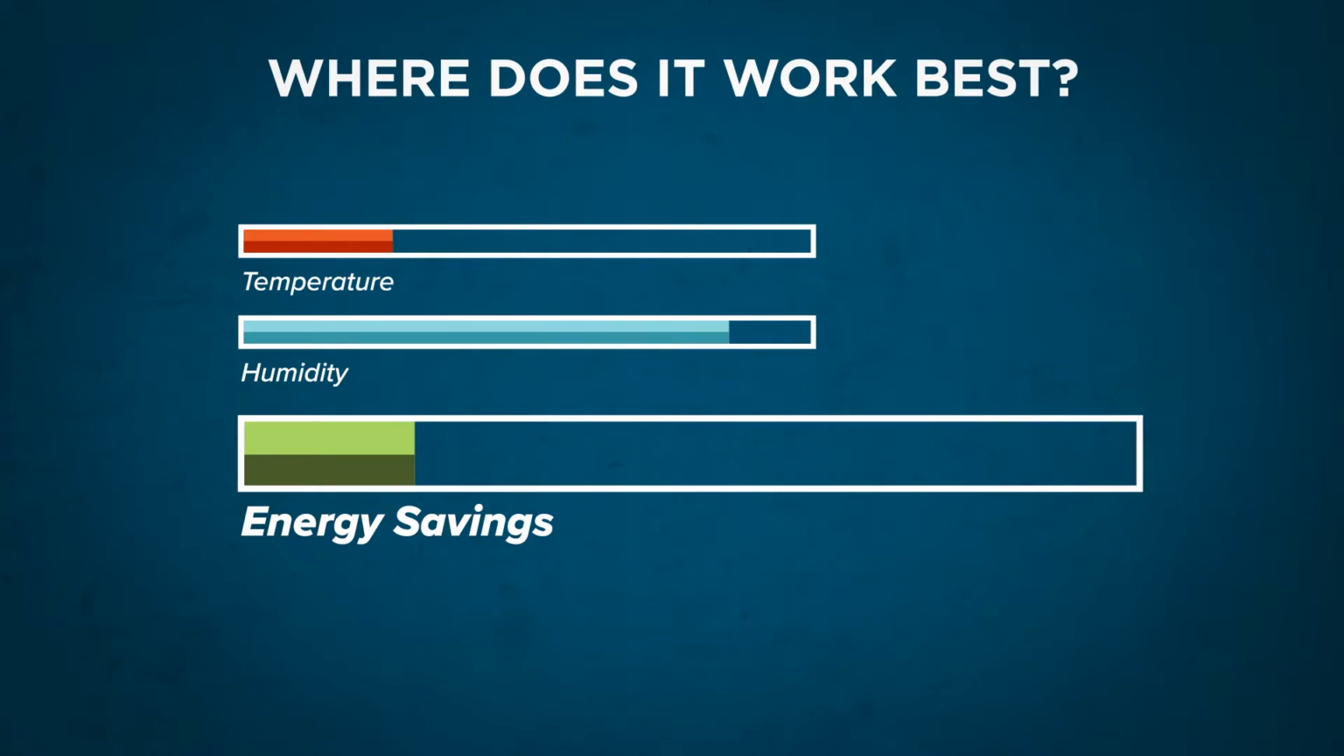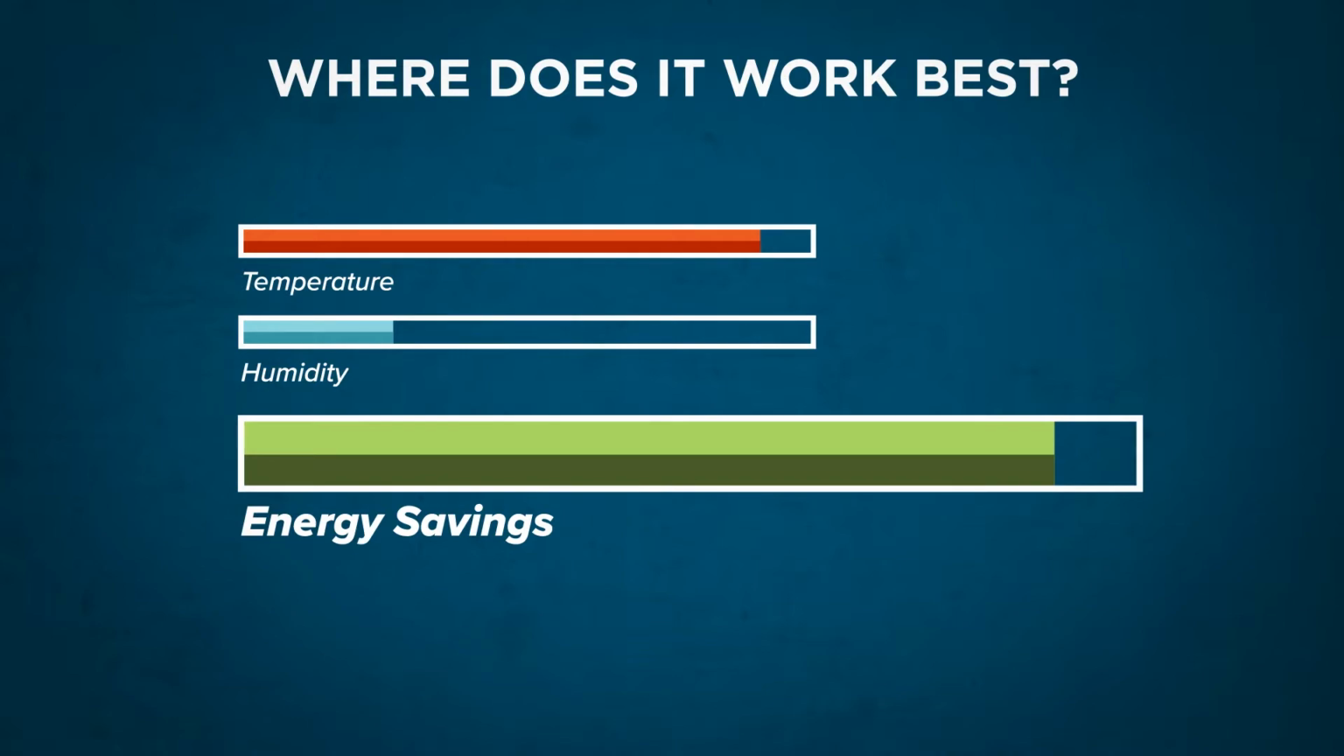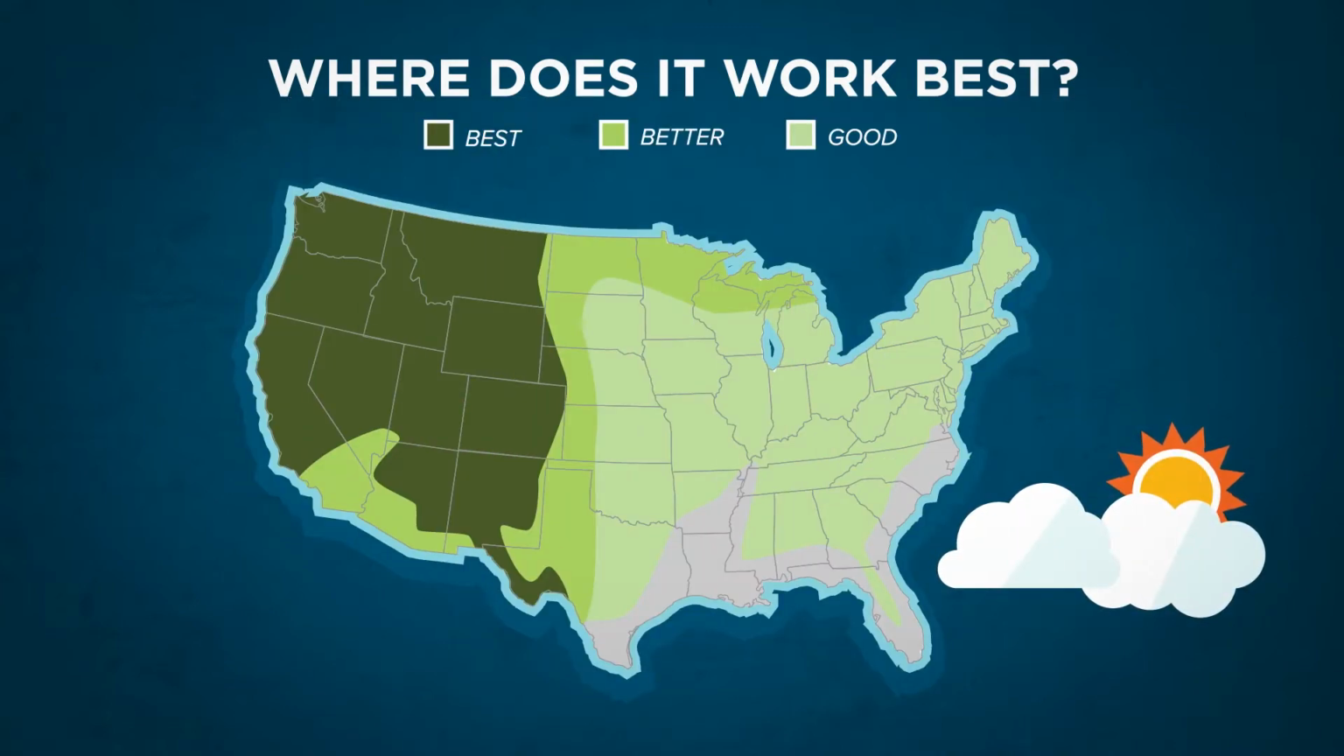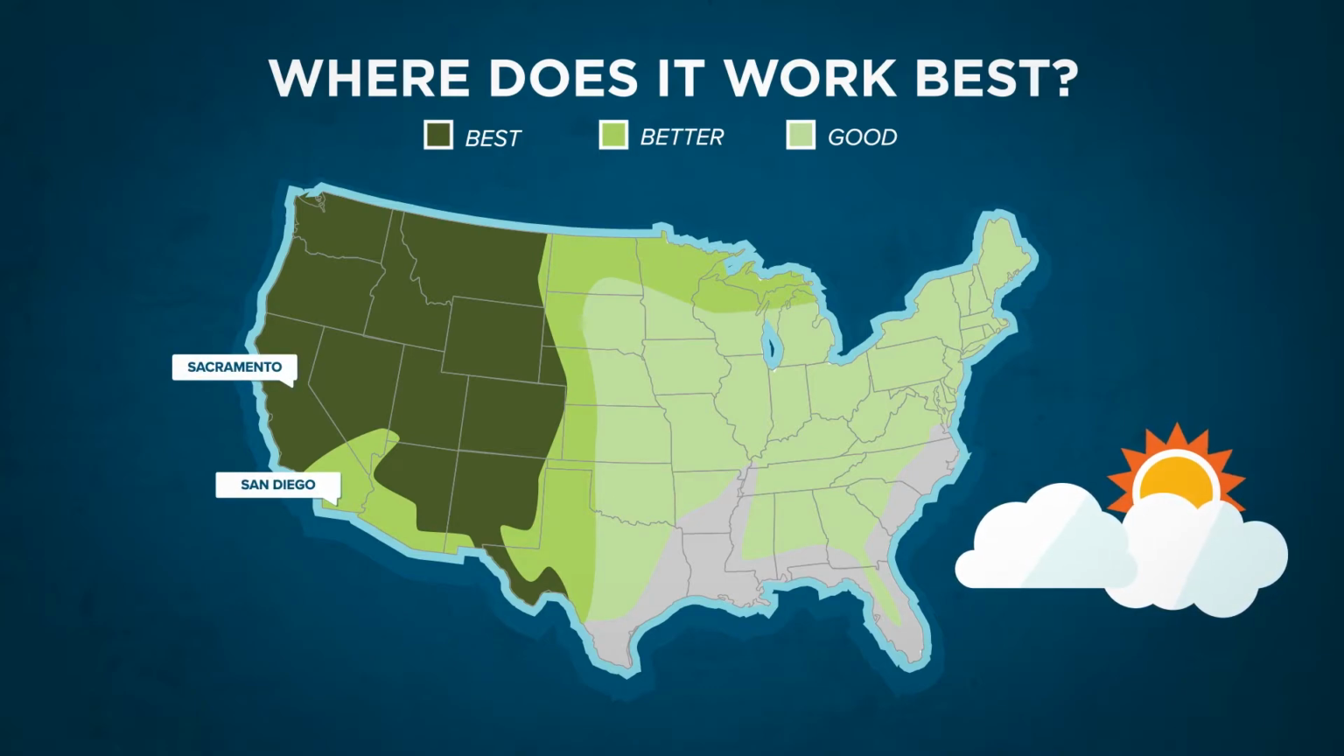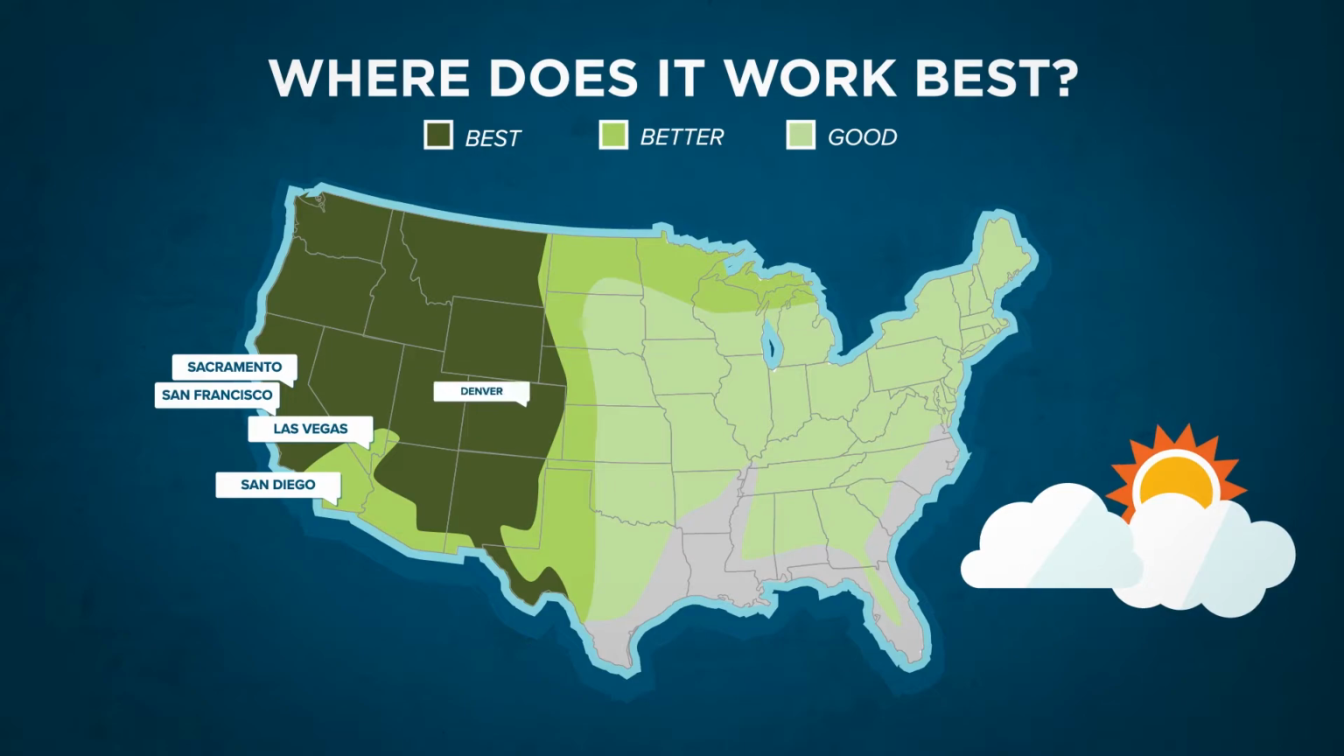ClimateWizard is effective in a range of climates and applications, but the energy savings achieved increases as outdoor temperature increases and humidity decreases. So, ClimateWizard is particularly well suited for hot, dry climates. Most of the western United States is suitable for ClimateWizard, and indeed ClimateWizard units have been installed in such places as San Diego, Sacramento, San Francisco, Las Vegas, and Denver.